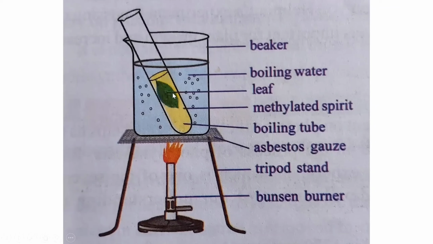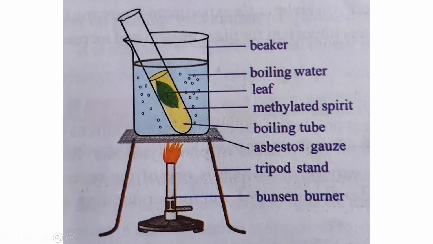Boil the leaf in the methylated spirit over a water bath. This is the water bath. A water bath means the beaker with water kept on the tripod, and the water is boiled by the Bunsen burner. On this water bath, we boil the leaf in methylated spirit. After some time, the leaf becomes pale white due to the removal of chlorophyll. So the leaf which is green in color becomes pale white due to removal of chlorophyll.